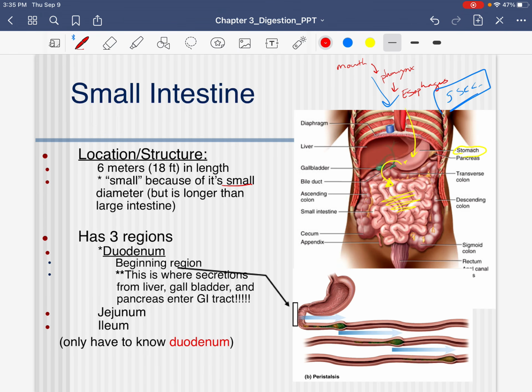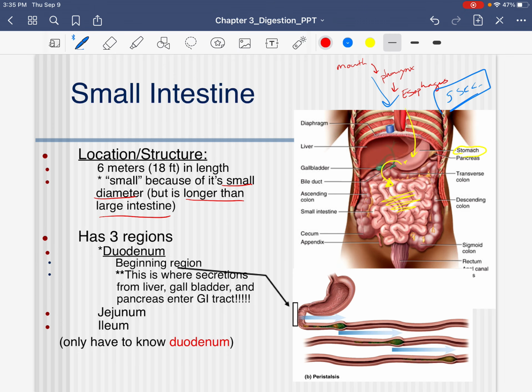All of this here is the small intestine. It is considered to be small because it has a small diameter, but it is much longer than the large intestine. So it gets its name small intestine because it's small in diameter. However, it's much longer than the large intestine.